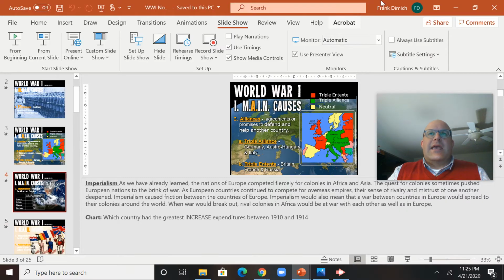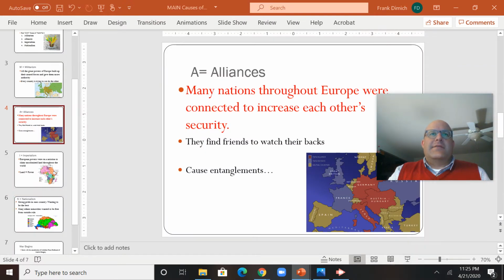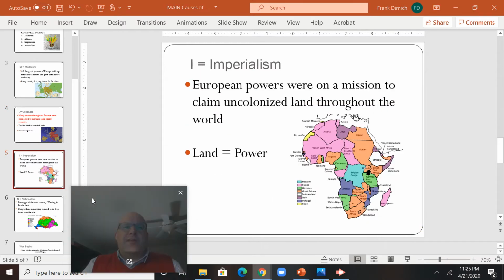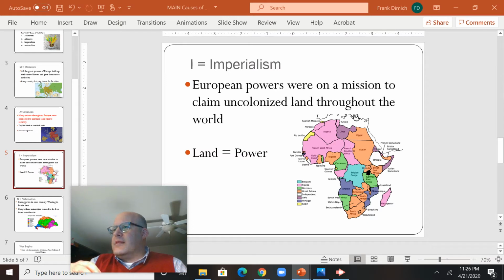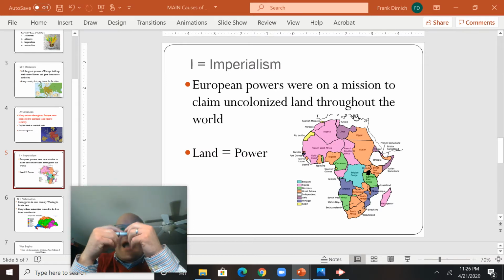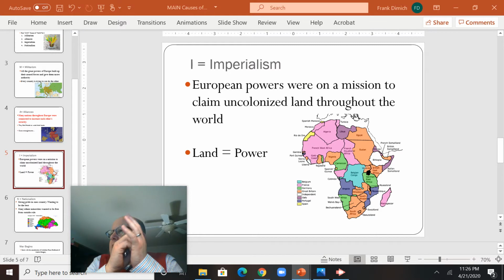So now I need to hit escape and move back down and start talking about imperialism. So the European powers are on a mission. We've talked about this. Land equals power. They are on a mission to capture different territories, trying to build an empire. So the intense pride in imperialism is also very important in terms of claiming uncolonized land and building up an empire.